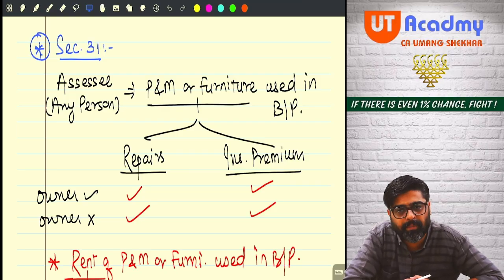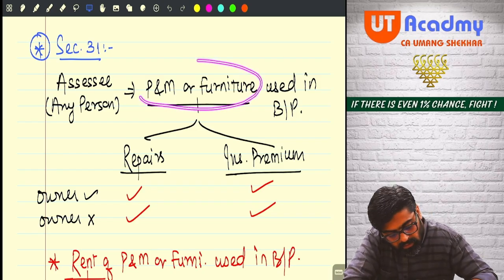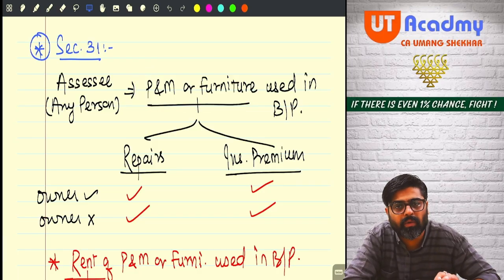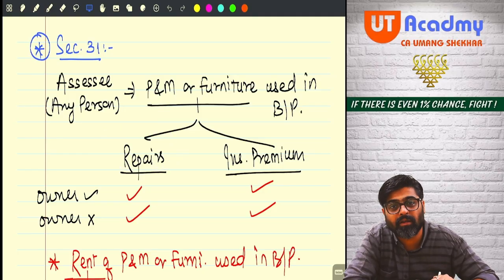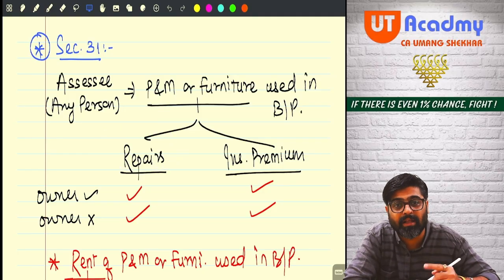So whatever repairs expense or insurance premium the assessee is paying for these assets will also be allowed as a deduction. But remember, repairs must be current in nature and not capital in nature. Capital in nature means by incurring this cost of repairs, is the capacity increasing? Is the value increasing? Yes. Then it will be of capital nature and will not be allowed here.